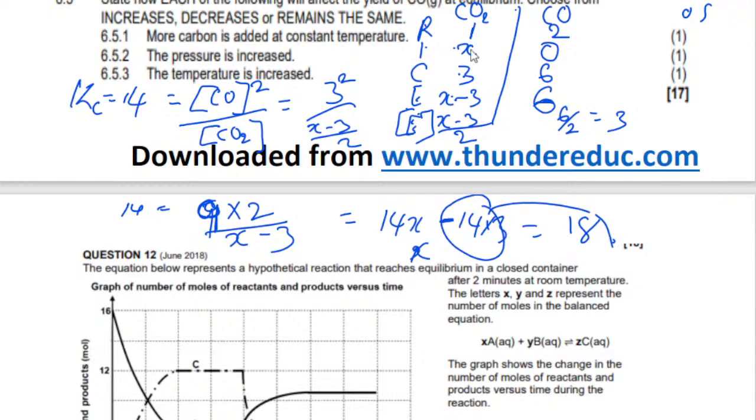The x I get is approximately 4.28. So that is the number of moles. That's how you guys are supposed to keep on calculating.